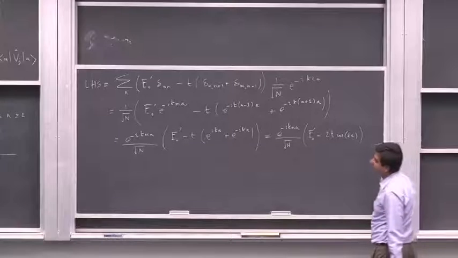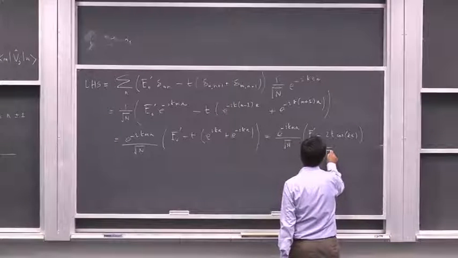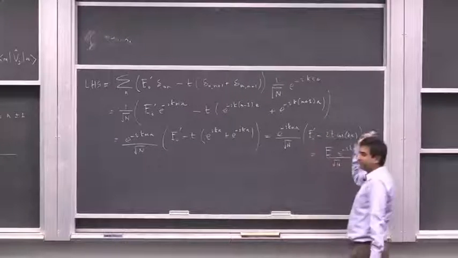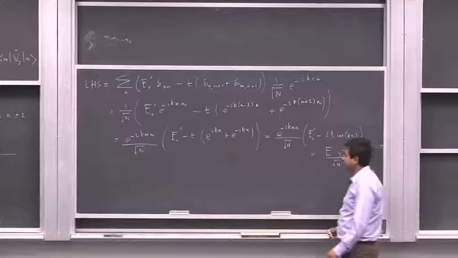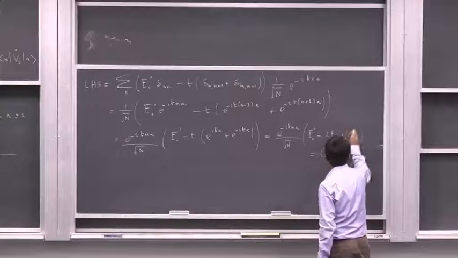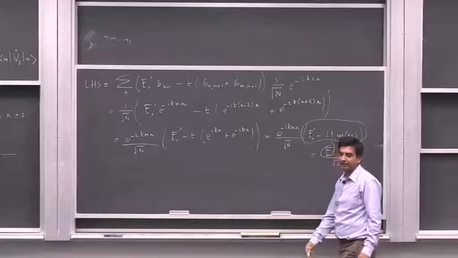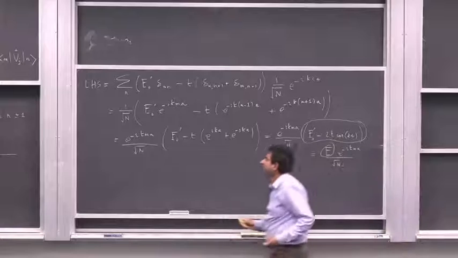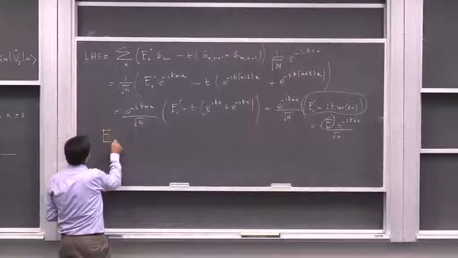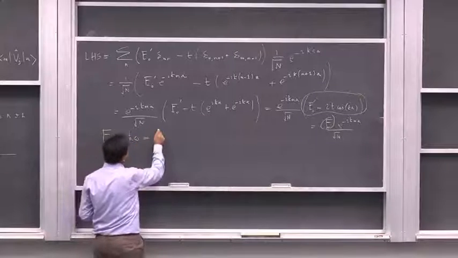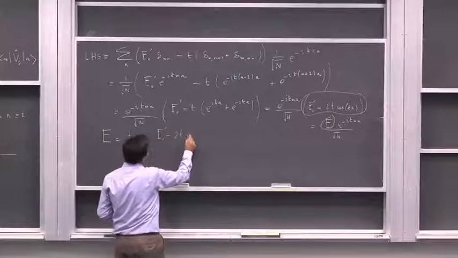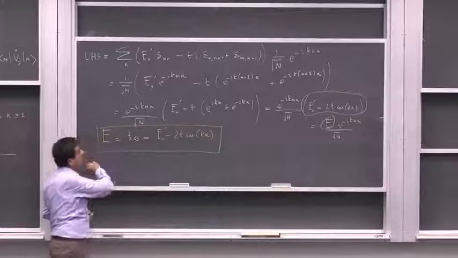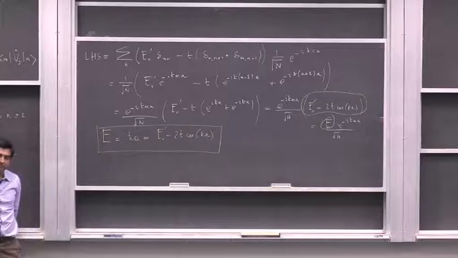But this must equal the right-hand side, which is simply E times e^{-ikma} over root N, where E is the energy. Hence I automatically get the dispersion relationship. I compare this E with this. This is my energy as a function of k. So the dispersion relationship for a tight binding chain, E, which is h bar omega, turns out to be E naught prime minus 2t cosine of ka. This is the dispersion relationship.